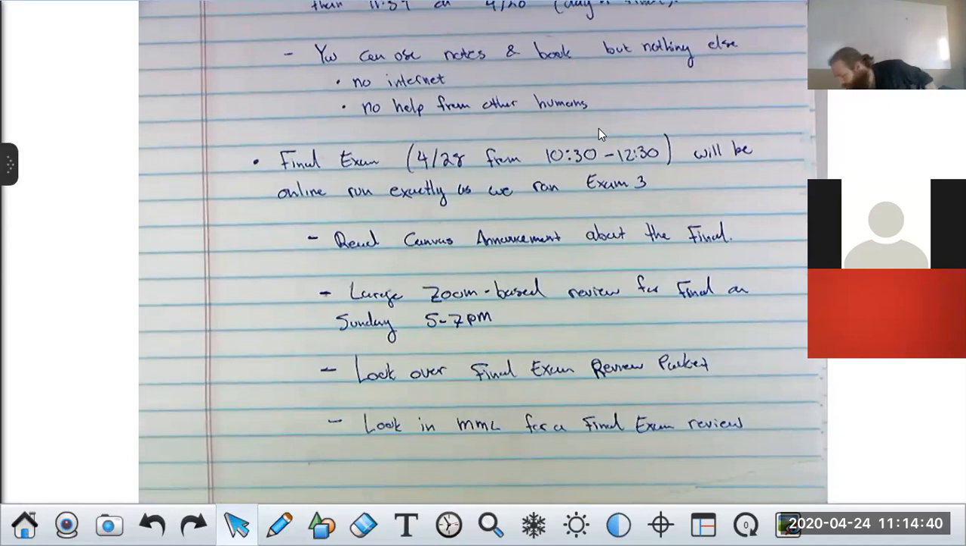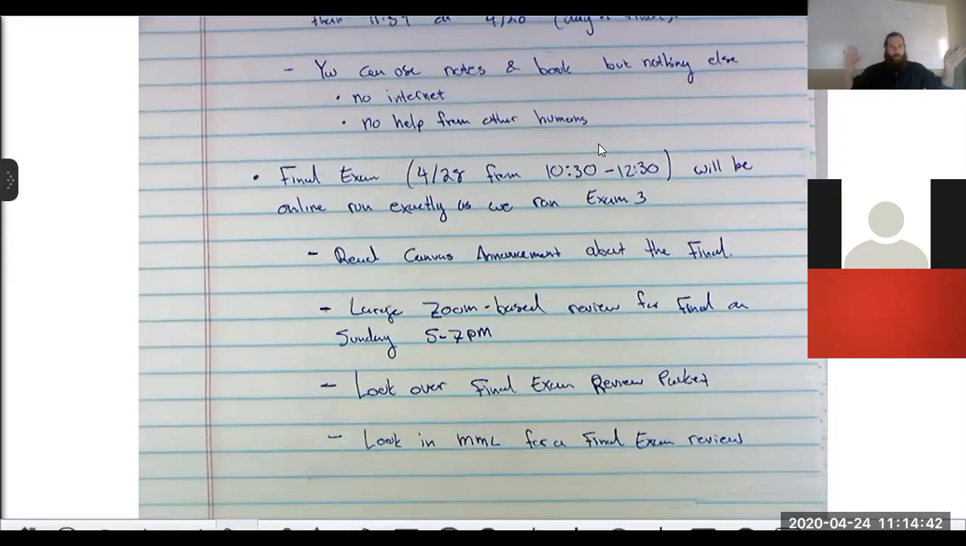So I am going to go back into MML and unlock just all the homeworks, just everything from the beginning of the semester. So if you want to go in and work to improve your grade, you can. If you want to go in and just get more practice on something, you can. I don't see any harm in doing that, so I will just go ahead and do that.